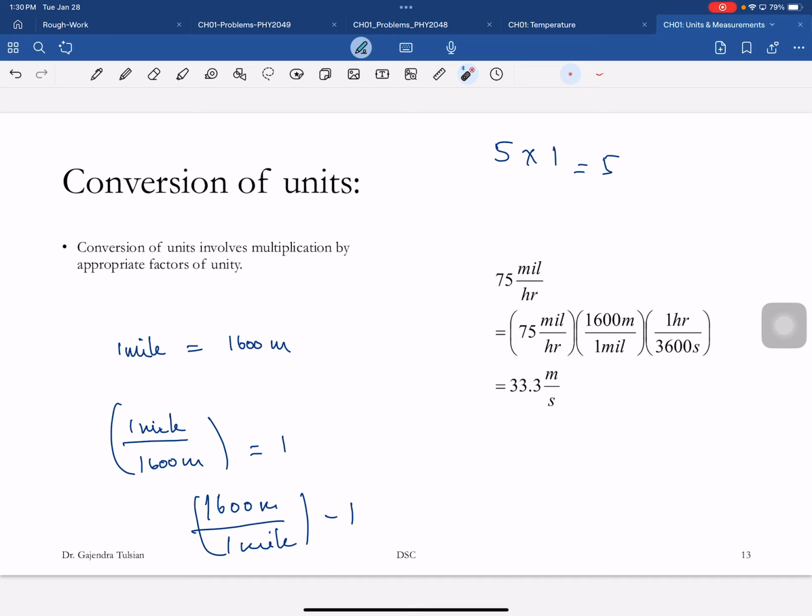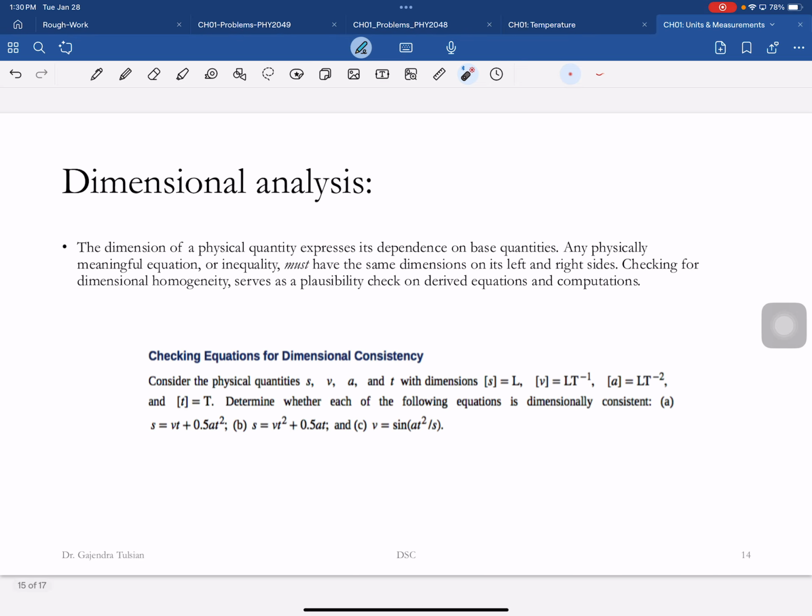Which one is faster? They're the same speed. This is the speed expressed in Spanish. This is speed expressed in English. So different units are just different languages in which you're expressing stuff.